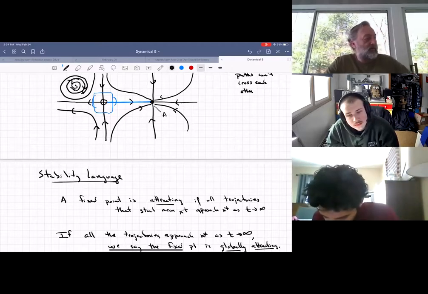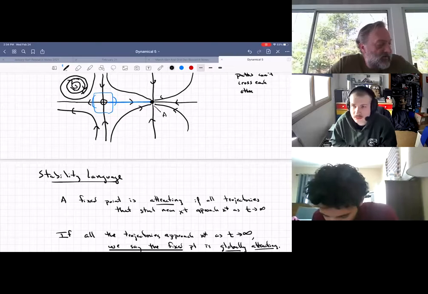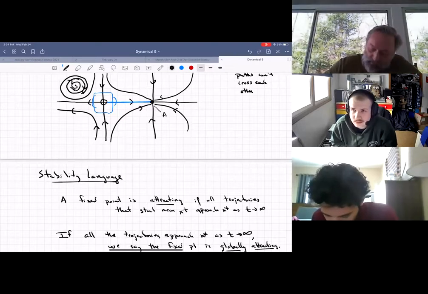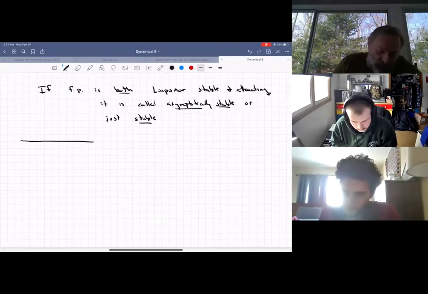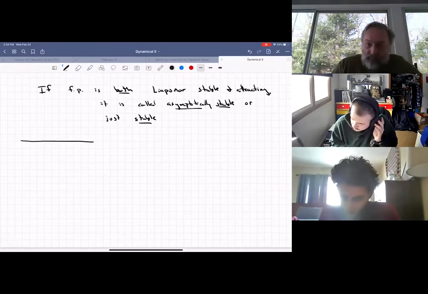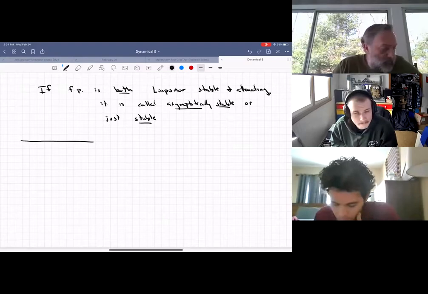Okay, so the stability language is important in understanding these sort of flows. How are we doing? Just making sense? Yeah, I'm following. Okay. All right, now.